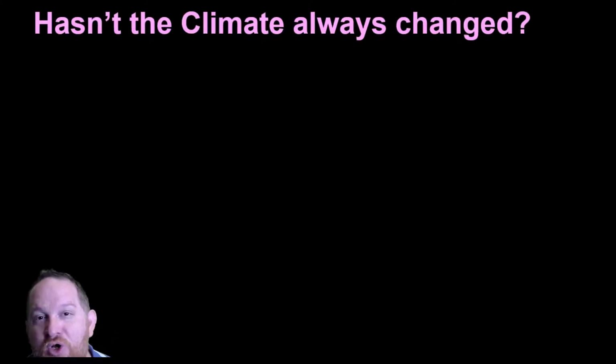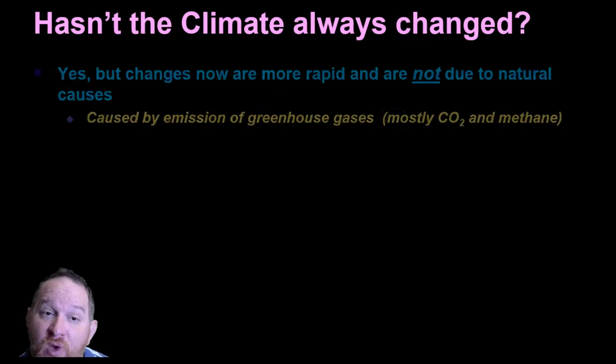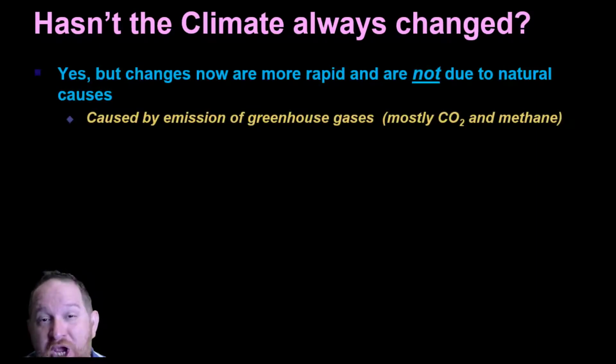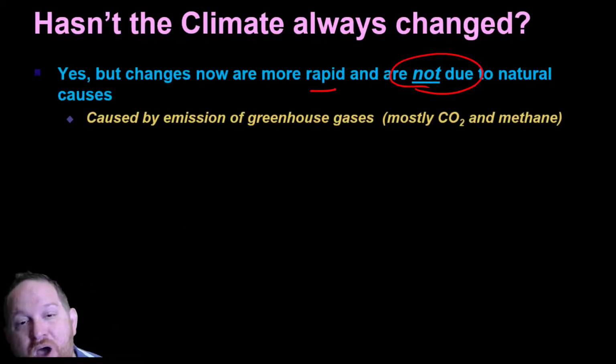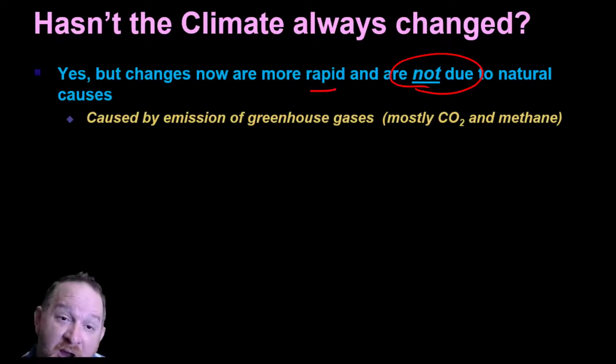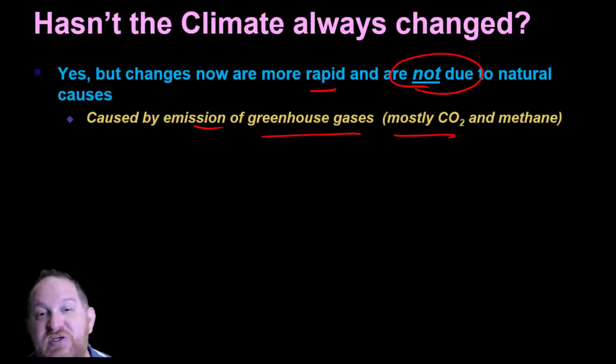So you may have heard something along the lines of, well, hasn't the climate always been changing, right? We had ice ages, we had all of these different times on our planet where the climate was different. Well, yes, that is true. The changes then were very slow. Now, however, the changes are very rapid and are actually not due to natural causes. In fact, we know that what is changing our atmosphere is actually the emission of greenhouse gases, mostly CO2 and methane.